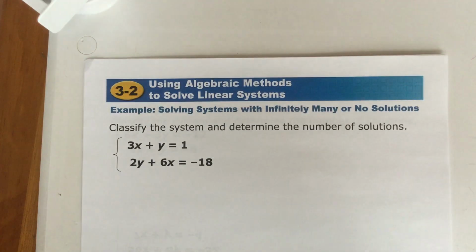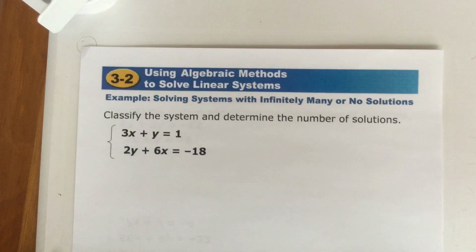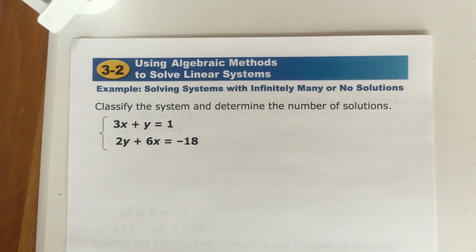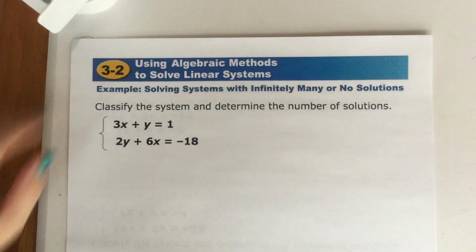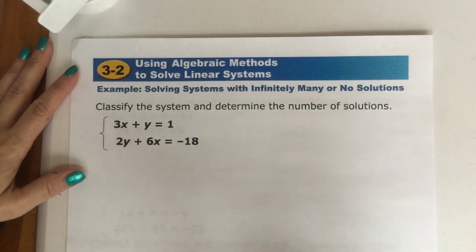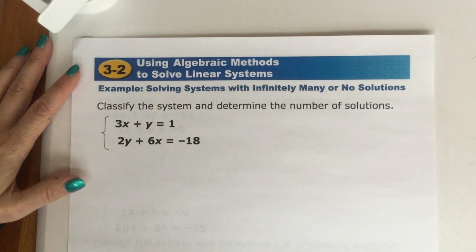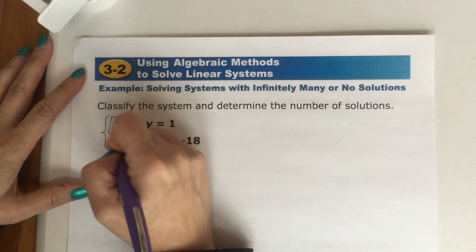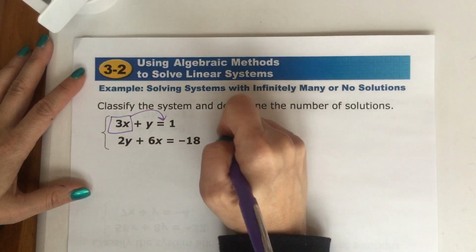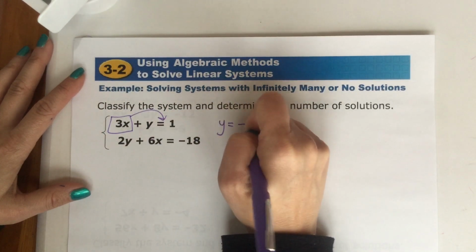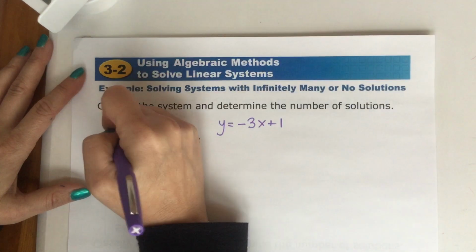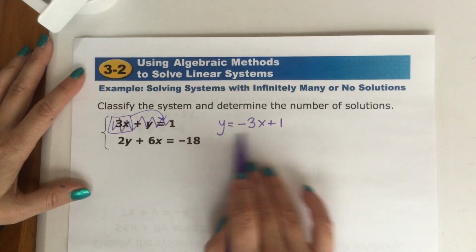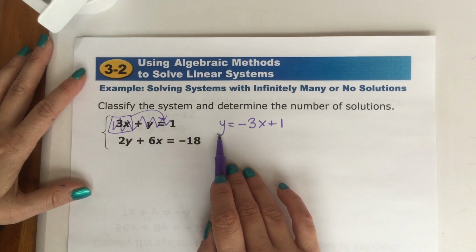Let's go ahead and try some of these. It says classify. What that means is you're going to have either no solution or infinite, okay? They're not telling us to use substitution or elimination. Right away, I want to use substitution for this because I can easily get y by itself. I just need to minus that 3x over. So y equals negative 3x plus 1. If you have one equation where you have one variable by itself, use substitution.